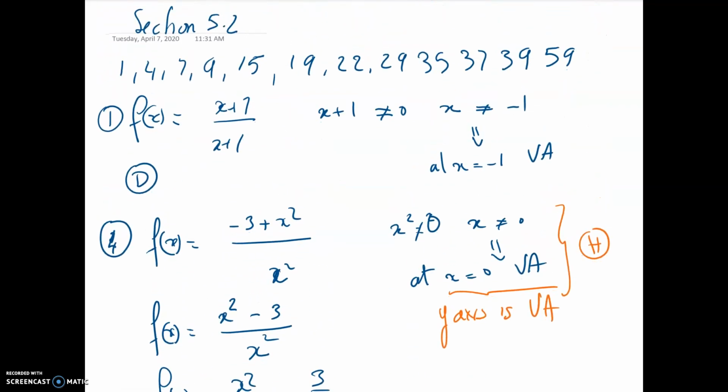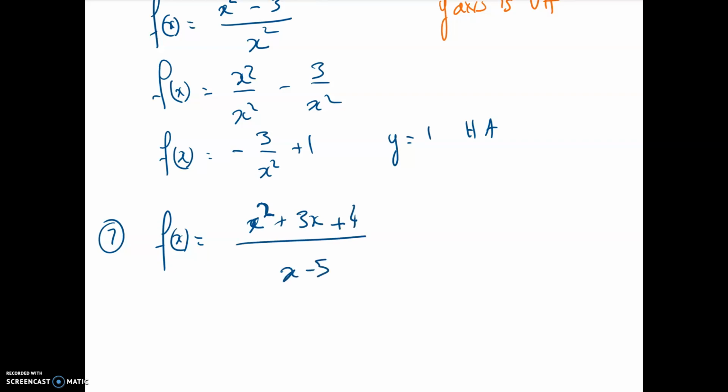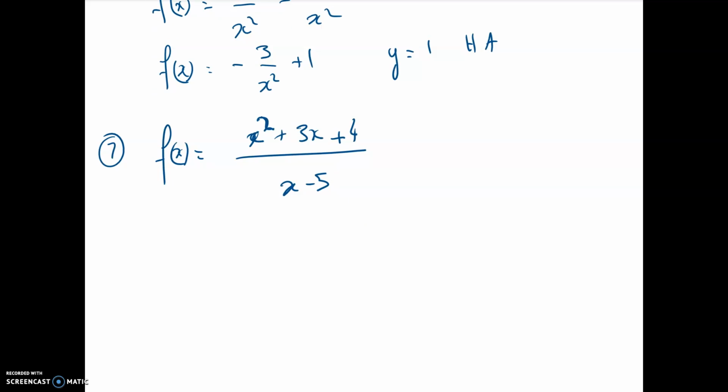All right, so now we need to do problems number 7 and 9. Problem number 7, what do we have? On problem number 7, we have the function f of x equals x squared plus 3x plus 4, divided by x minus 5. The first thing I want to do is look at x minus 5 cannot be equal to 0, and so x cannot be equal to 5. Therefore at x equals 5, I have a vertical asymptote. But among the answers, I don't have that.